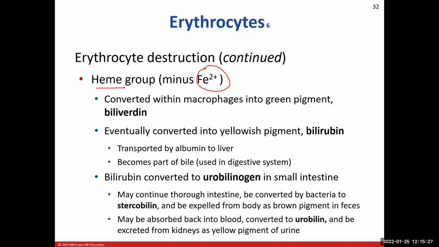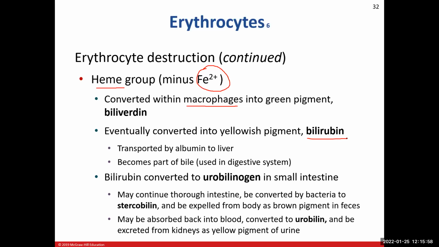Well, we have our lovely macrophages that once used to be monocytes. Through phagocytosis, they're going to break down the heme group into a substance called biliverdin. Now that sounds familiar. That probably sounds familiar to this term here, bilirubin. Yes, you are absolutely right.